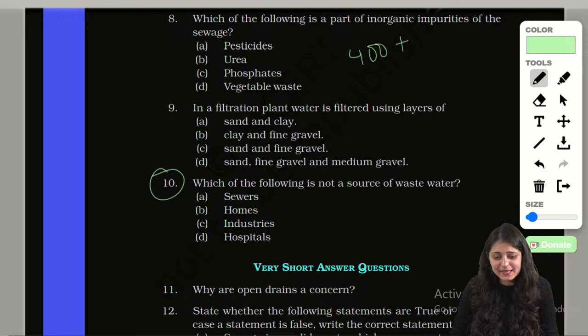Chaliye. Ma'am, grade 6 exemplar kab hoga? Samarth, this week only. You'll have grade 6 exemplar also.